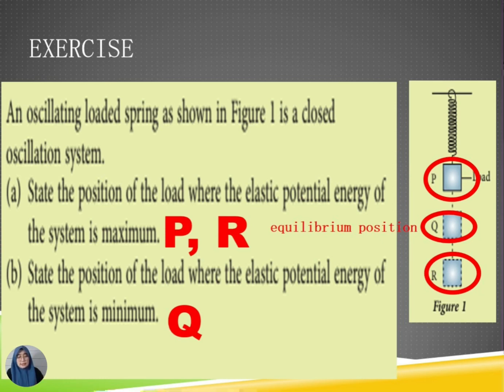Okay, the exercise from your formative practice. An oscillating loaded spring, as shown in figure 1, is a closed oscillation system. State the position of the load where the elastic potential energy of the system is maximum. Maximum at P and also at R. State the position of the load when the elastic potential energy of the system is minimum. That is Q, which is the equilibrium position.